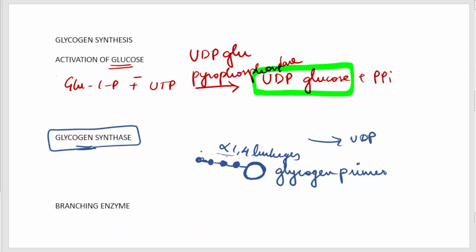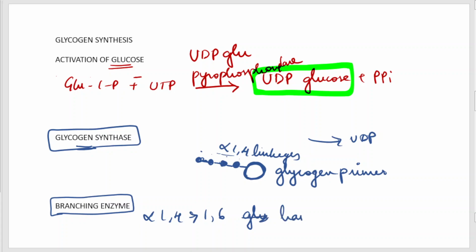Now, this is not the only linkage present in the glycogen, right? We need to form branches so that a greater number of glucose residues can be stored in the glycogen. For this we need a branching enzyme. So what does this branching enzyme do? The branching enzyme is also called alpha 1,4 to alpha 1,6 glucan transferase, or alpha 1,4 to alpha 1,6 transglucosidase. This is the branching enzyme.